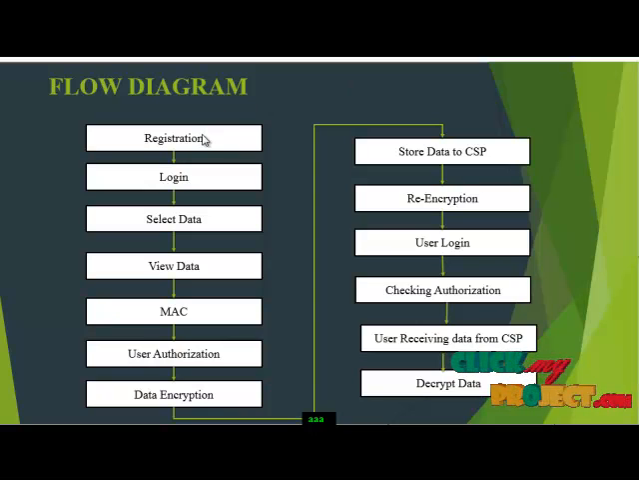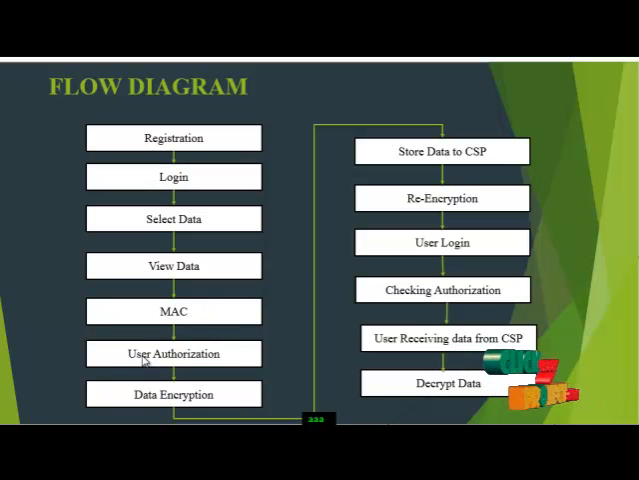First of all, the registration form is performed. The user will be commanded to register, after the login. The next process is select data. Here the content owner selects data. The data can be a PDF or any file that can be converted into a text file. After that we can view data. The next process is MAC. MAC is nothing but a message authentication code for the file.